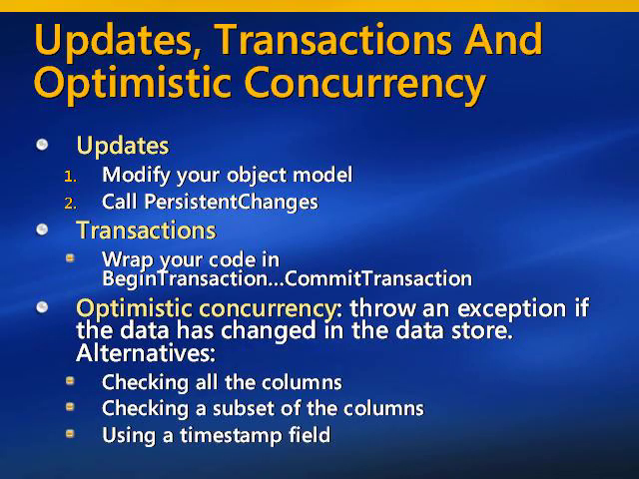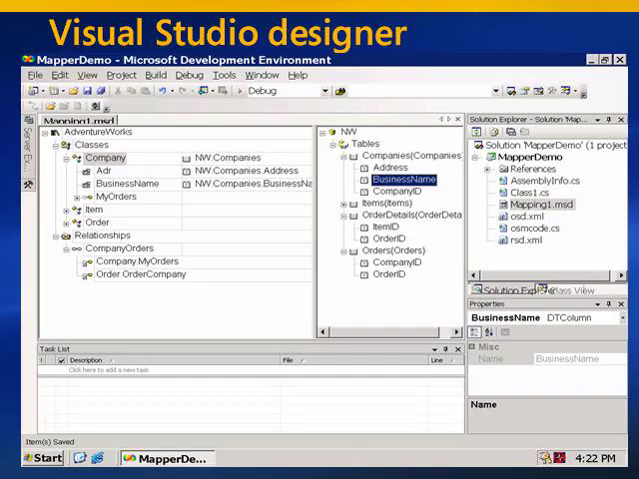All right, so modifications are as simple as doing some modification to your object model in memory and calling persist changes. And we do support a bunch of optimistic concurrency settings, like timestamps or a subset of the columns, all the columns. We support a good number of them. Not all of them, but a lot of interesting ones, at least.